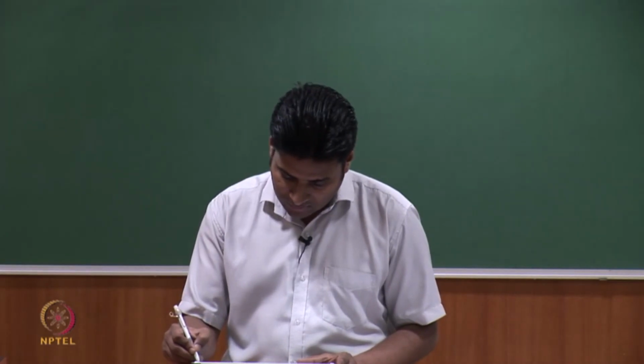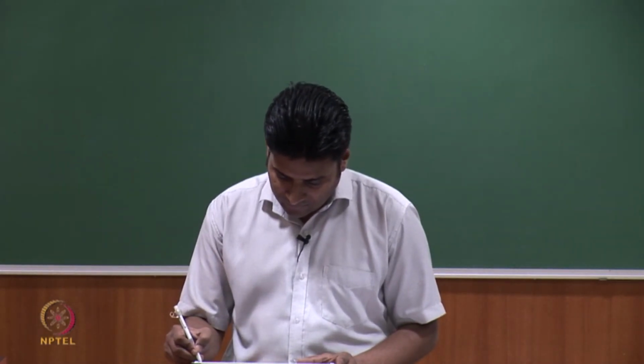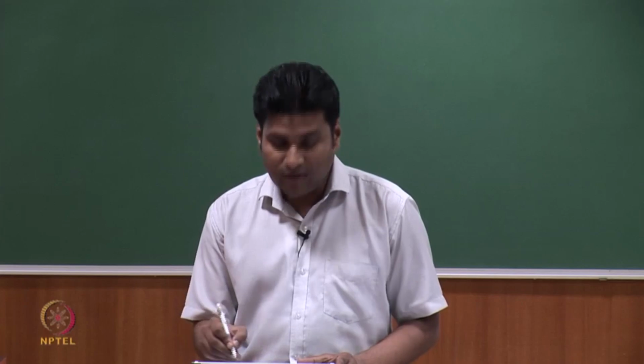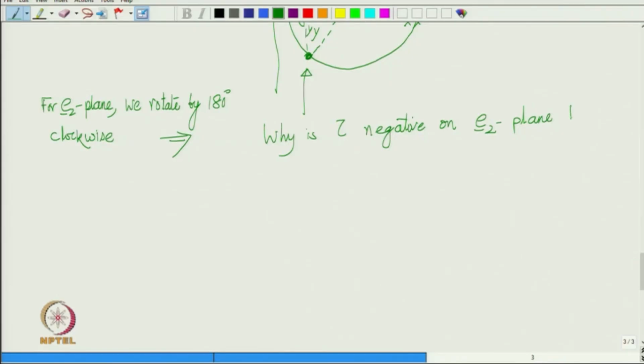So, you can remember that. Why is tau negative? Because n perpendicular for E2 plane is along minus E1 direction, all right. So, that is one take home message.